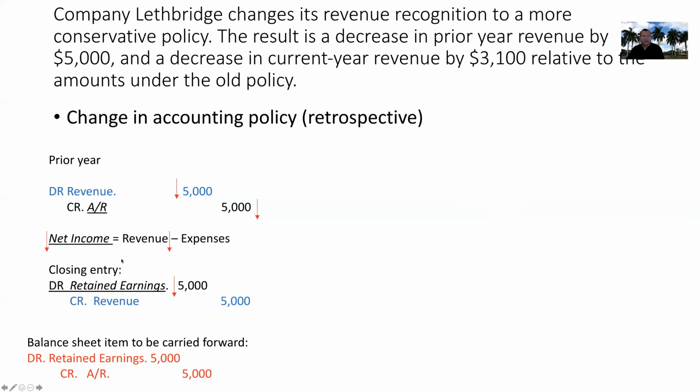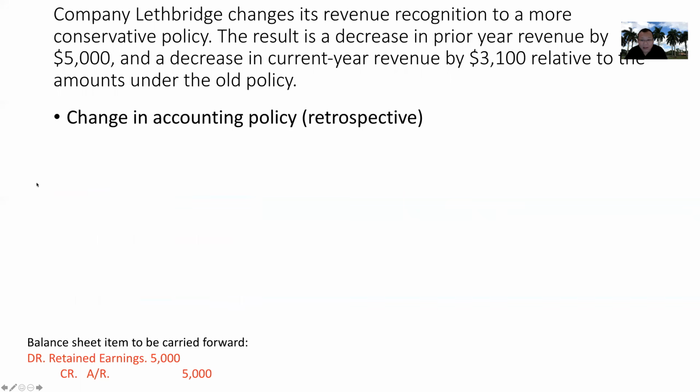Okay, so now you can see that the effect on the balance sheet items is on both my AR and the retained earnings. My AR and retained earnings both decreased by 5,000. Okay, they both decreased by 5,000. And on the income statement, my net income is also decreased by 5,000. So that's what happened to the prior year. Okay, current year.